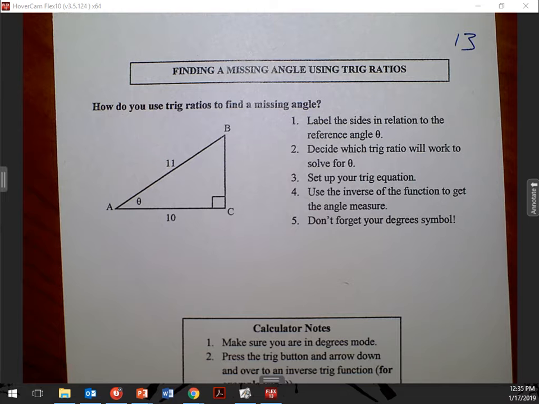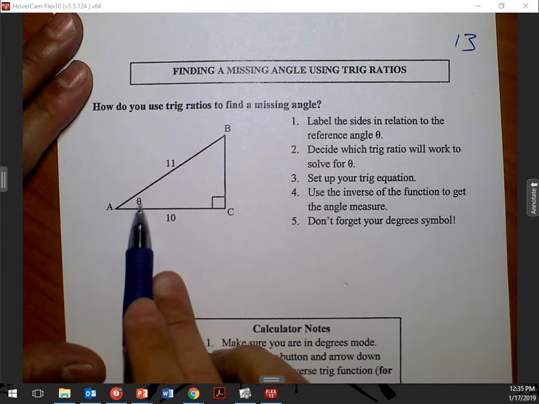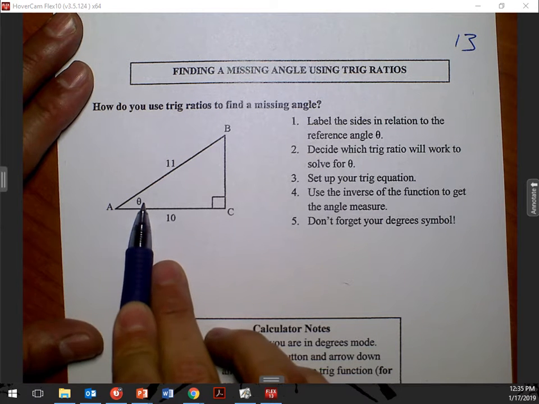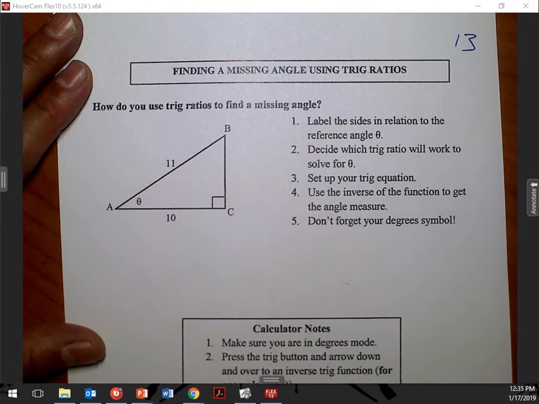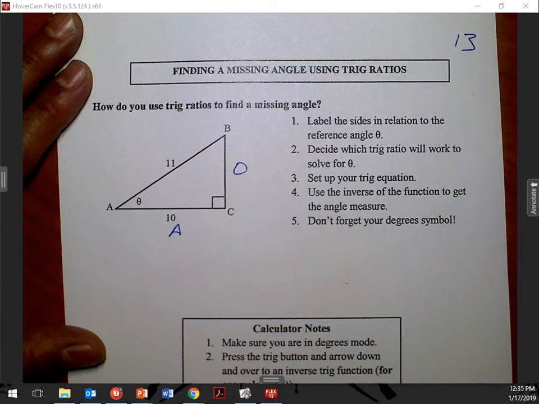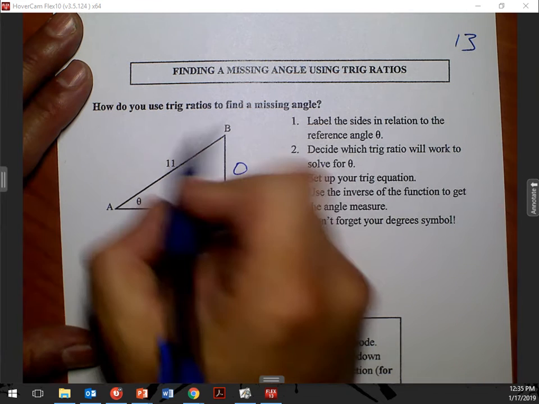So in this case right here, I'm starting from theta. Theta is my unknown. That's my reference. That's why I have to start from theta. Okay, let's label this triangle. Where is opposite? BC. I'm going to put an O over there. What is adjacent? AC. AC is adjacent. Hypotenuse? AB.